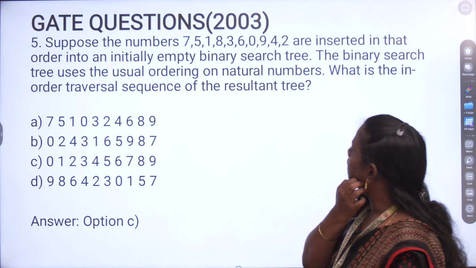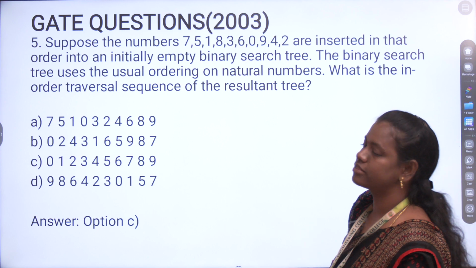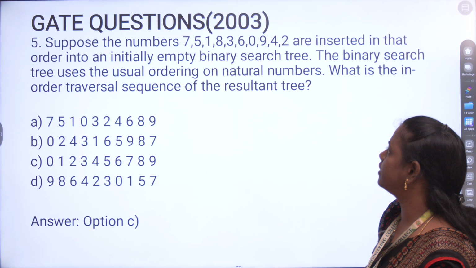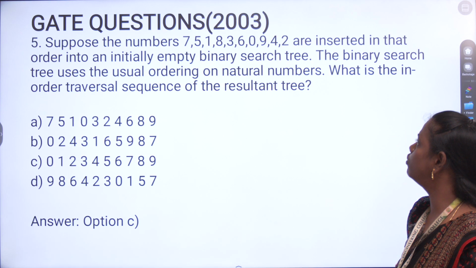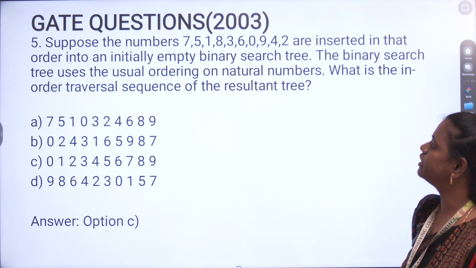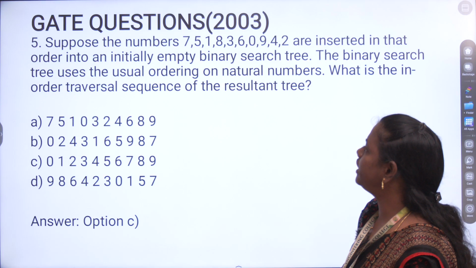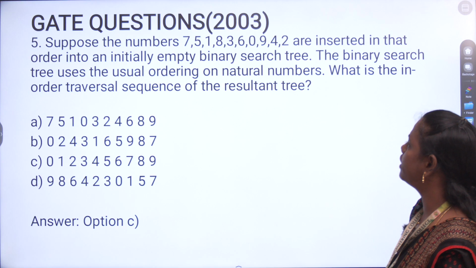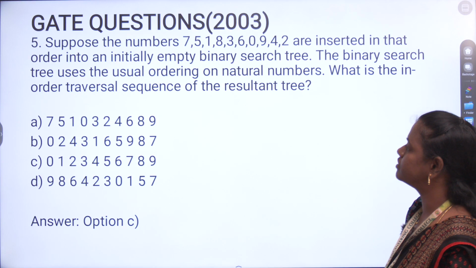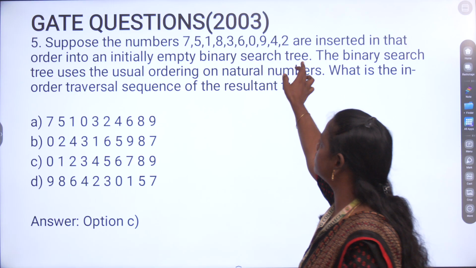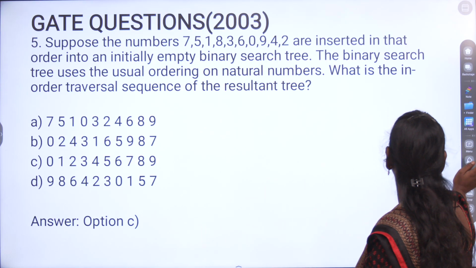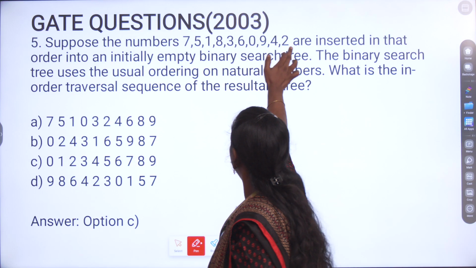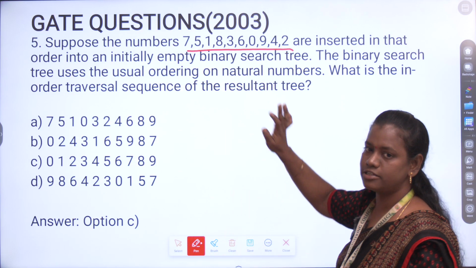Next is a GATE question. This was asked in 2003. Suppose the numbers 7, 5, 1, 8, 3, 6, 0, 9, 4, 2 are inserted in that order into an initially empty binary search tree. The binary search tree uses the usual ordering on natural numbers. What is the in-order traversal sequence of the result? So we are going to insert into the binary search tree in this order itself.